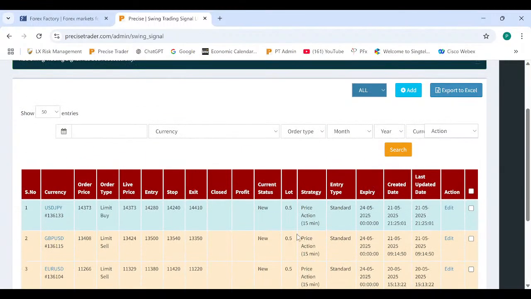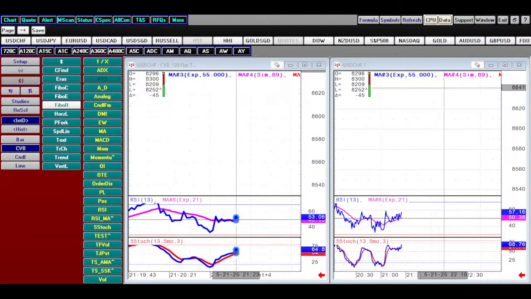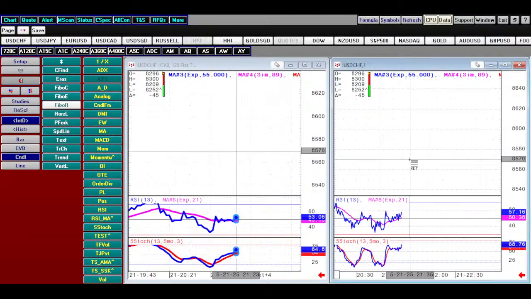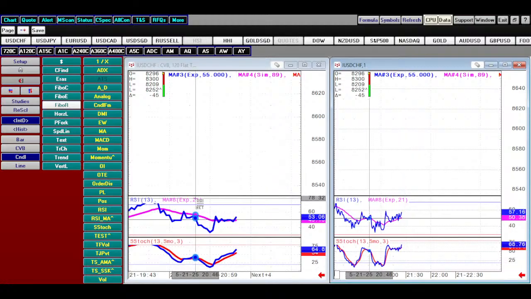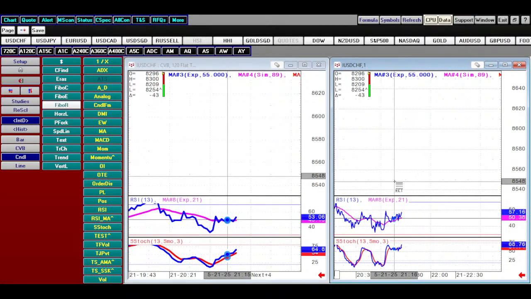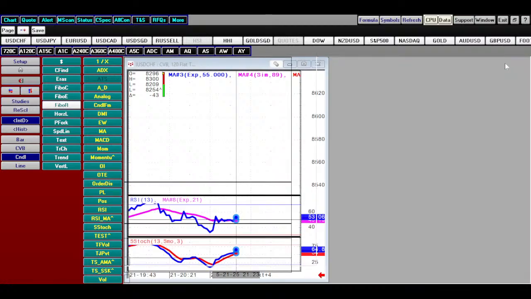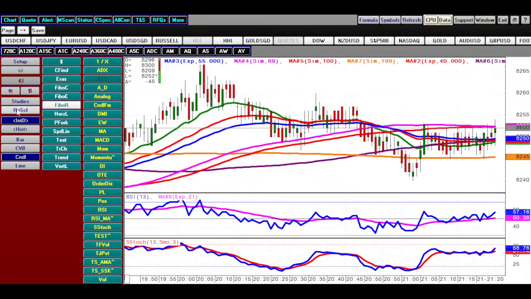Okay, so then we have dollar Swiss. Let's see the chart. After that, we can go into Dow Jones and Nasdaq. Okay, now we look into dollar Swiss.